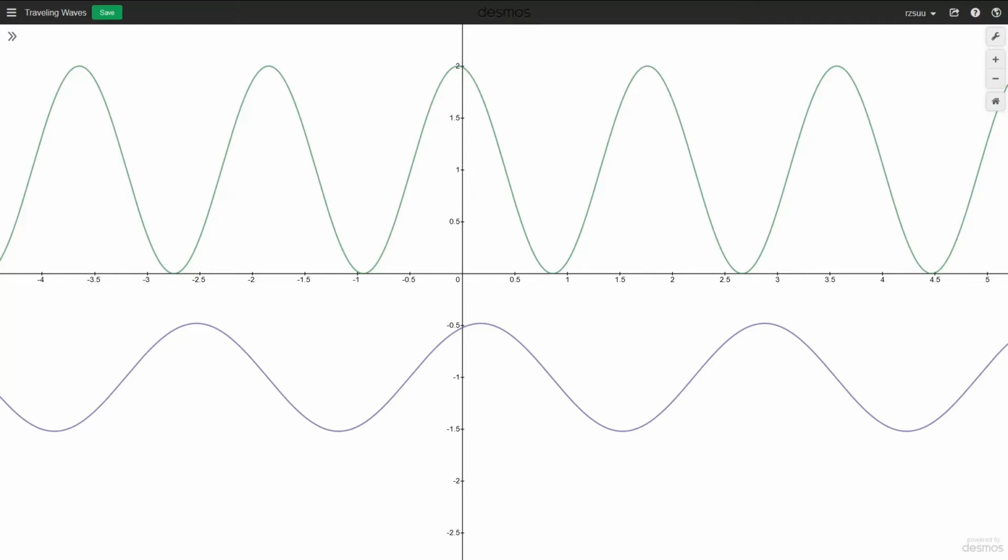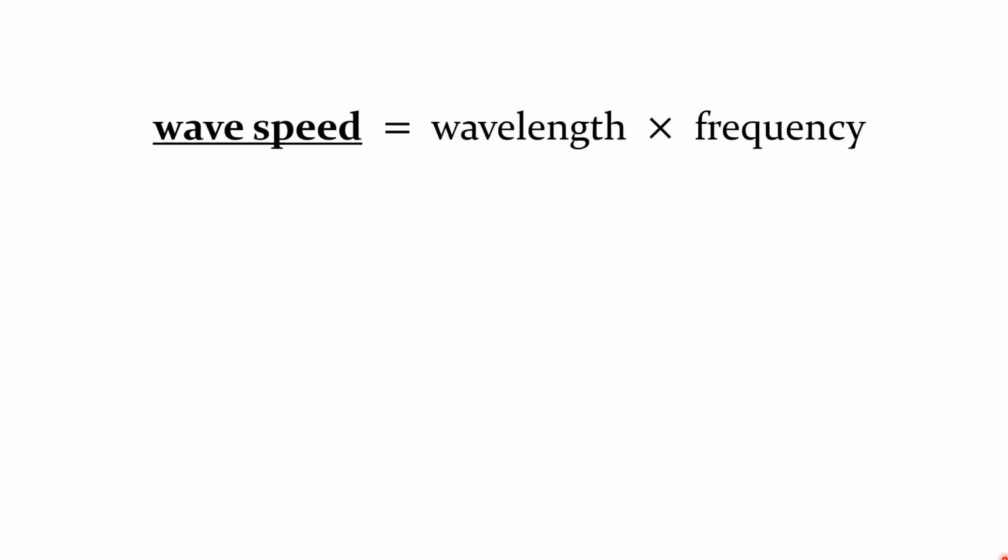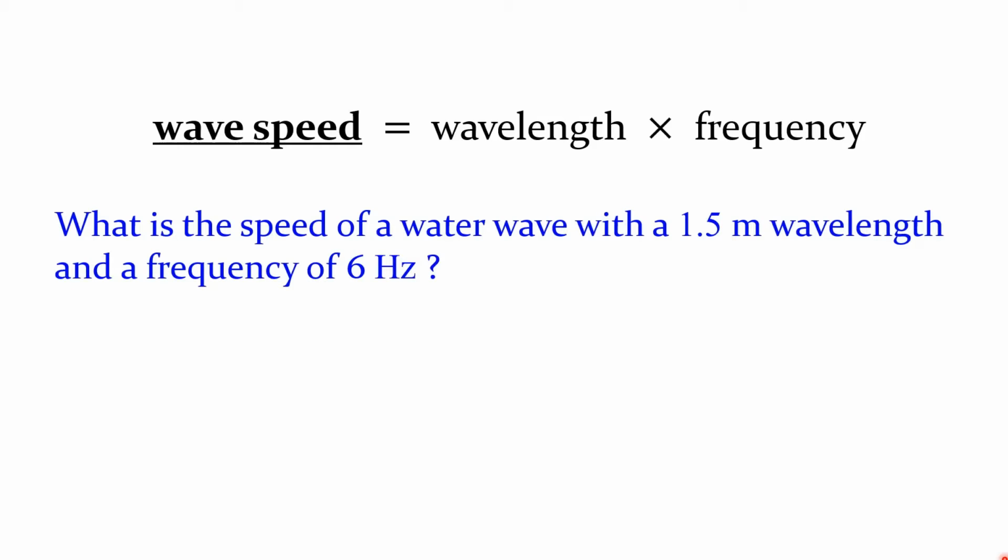Fortunately, though, there is a way to figure out the wave speed without the need to actually see it in motion. The speed of a wave, or the wave speed, is equal to the wavelength multiplied by the frequency. So if you know those two values, it's actually not too hard to figure out what the wave speed is. I'll give you an example. What is the speed of a water wave with a 1.5 meter wavelength and a frequency of 6 hertz?